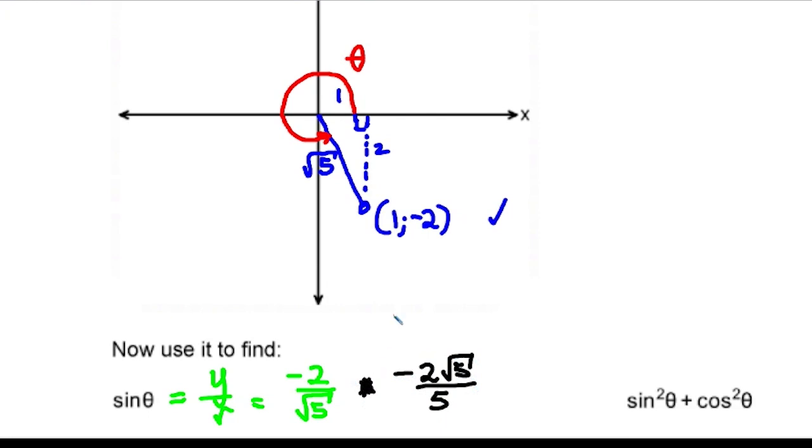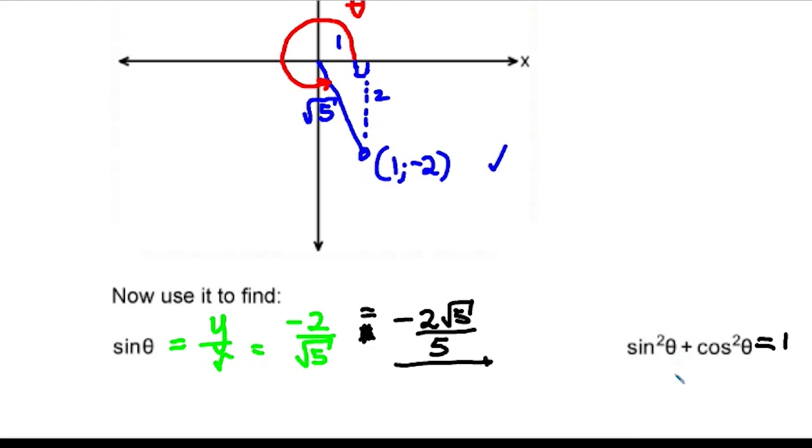Okay, sorry, that's with the rational denominator. Now, here we are asked to find sine squared theta plus cos squared theta. We actually know the answer to this is 1. Just to make sure we know what sine squared means, I'm going to show you that it's going to be 1. We know that sine theta, we've already worked that out, is negative 2 over root 5.